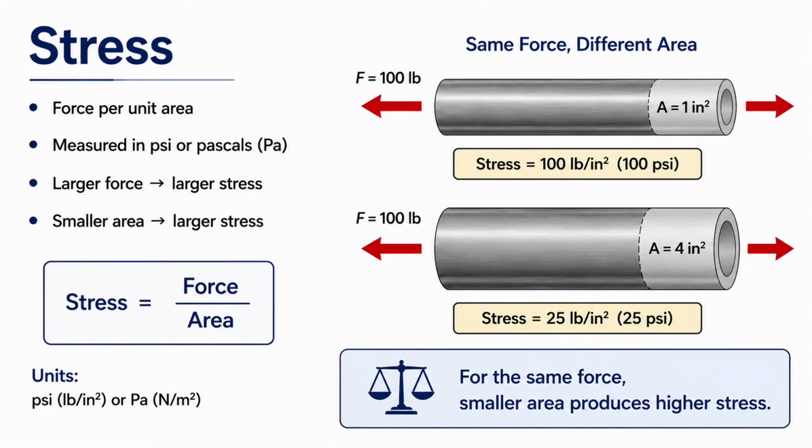Stress describes how concentrated a force is within a material. It is defined as force divided by area. For example, if a force of 100 pounds is applied to an area of 1 square inch, the resulting stress is 100 pounds per square inch, or 100 psi. Engineers use stress because it allows materials of different sizes to be compared on an equal basis.